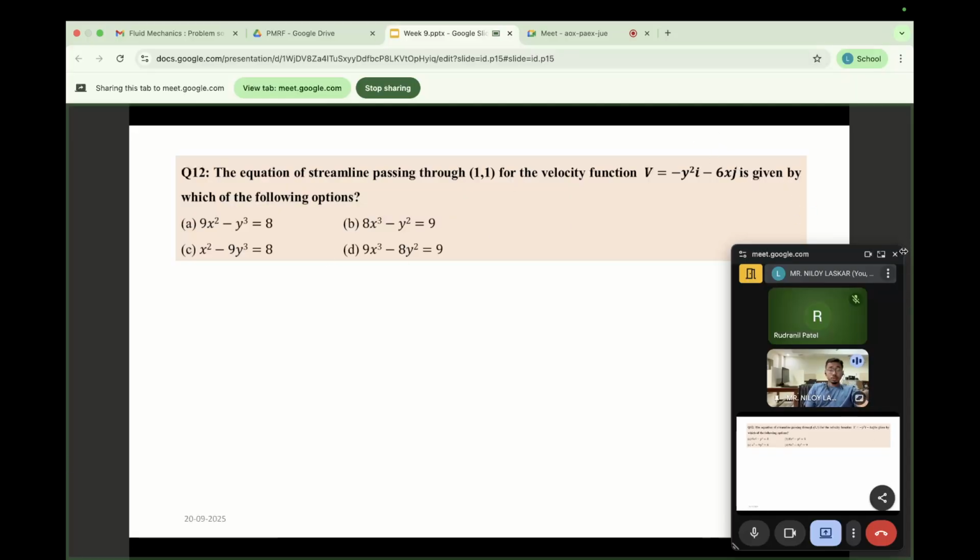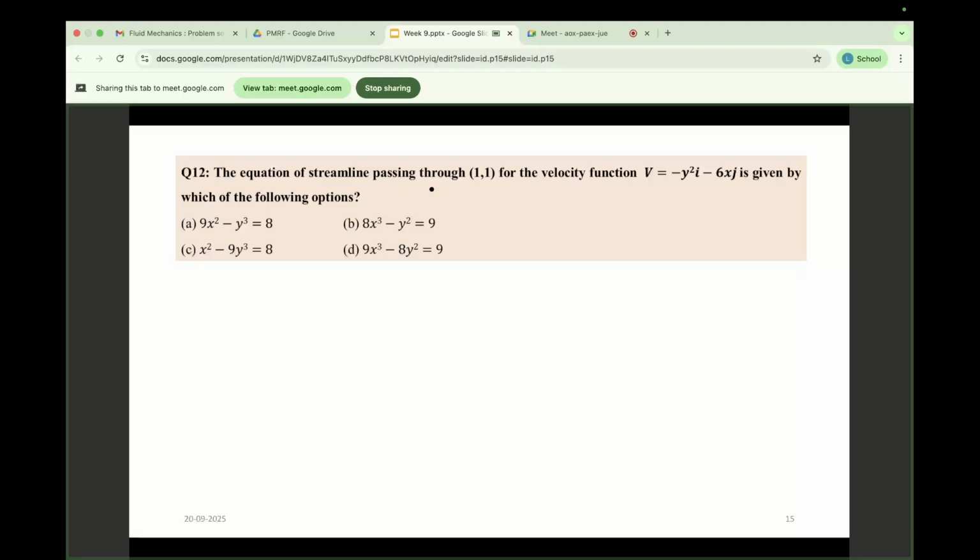So this is the question. In this question, again it's a question of streamline where a point is given and the velocity function is given. So the equation of streamline you need to find out. That means the equation of the curve. So streamline is basically a curve which is tangent to this velocity function. That is the fundamental, so you can easily find out this one.